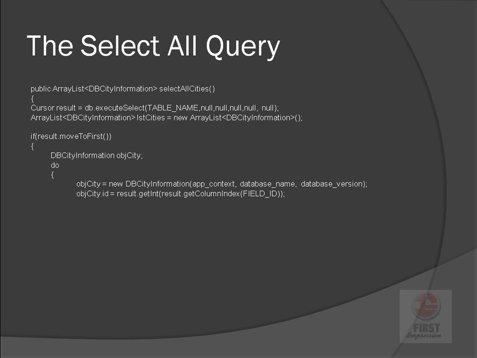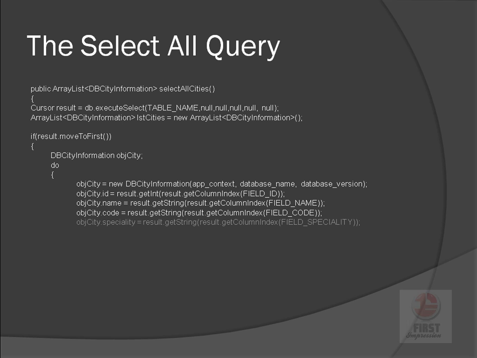So we will say result.getColumnIndex. Which column index? The field id is the column index. So result.getColumnIndex(field id) will give us the column index of the id field. From that column index, we'll be passing the column index to the getInt function. The getInt function will take that column index and give us the id of the result. Similarly, we'll do the same for name, code and specialty.